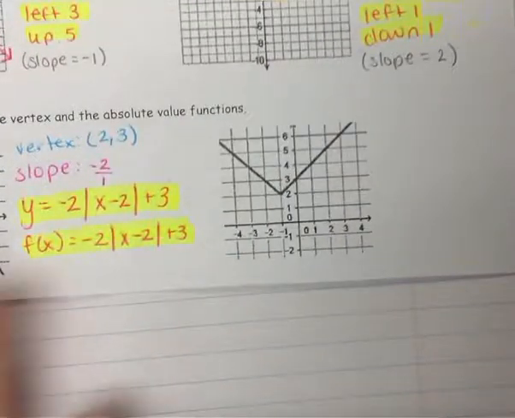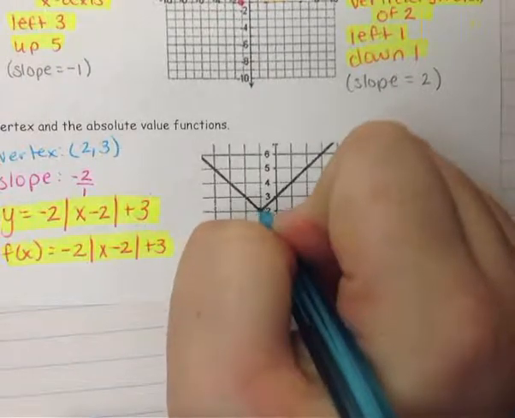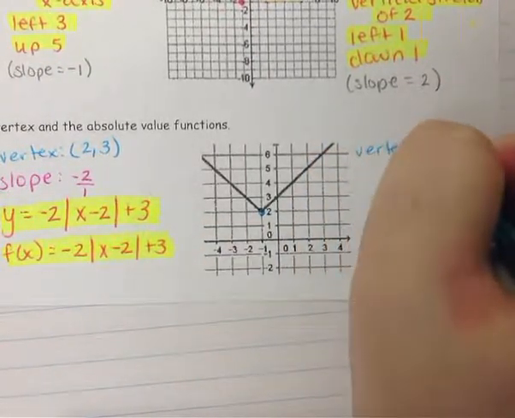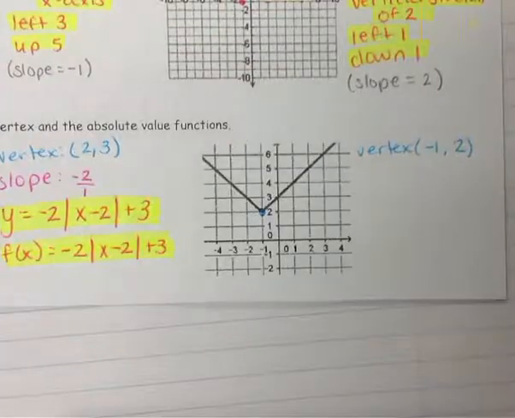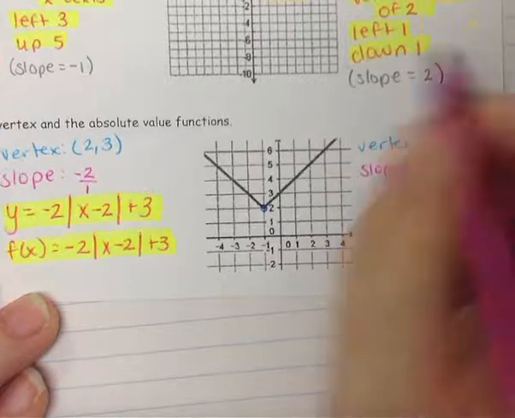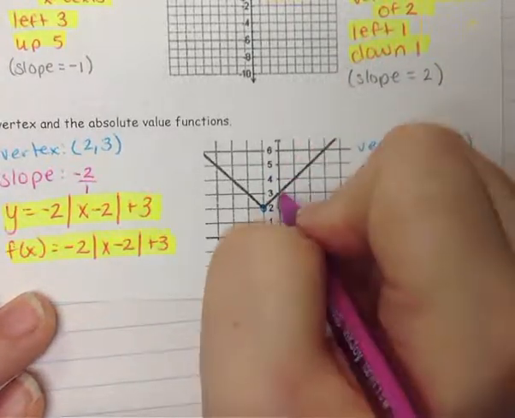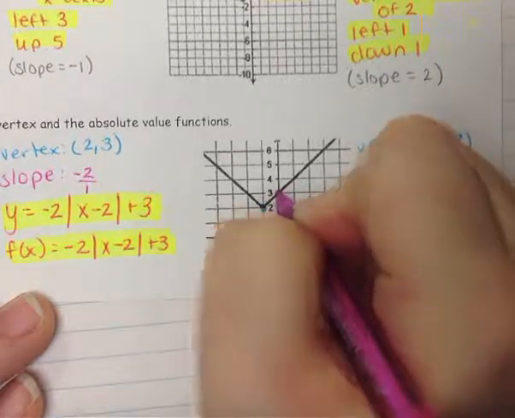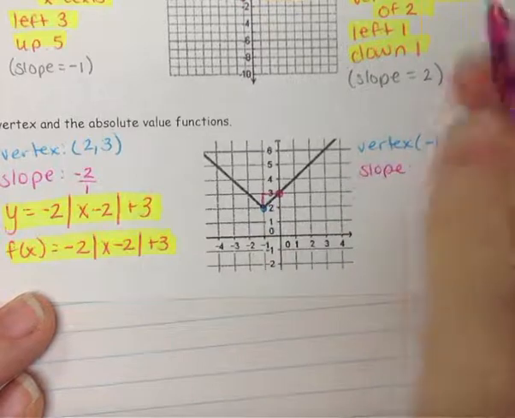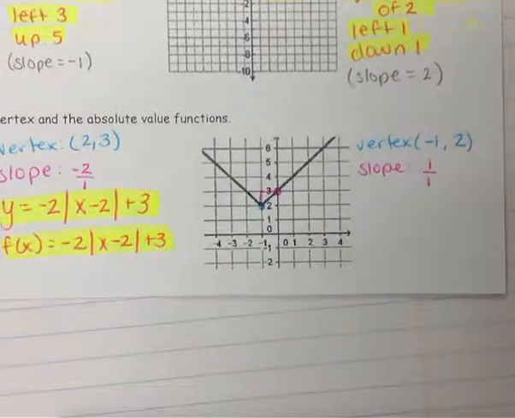So this next example, we're going to do the same thing. We need to find our vertex first. So our vertex is at negative 1, positive 2. Then we need to find our slope. So again, we need to find a coordinate on the right-hand side to go to. So it looks like this is a good coordinate because it's at the corner. So we have to go up 1 and right 1. So that's a positive 1 over a positive 1. So our slope is just 1.